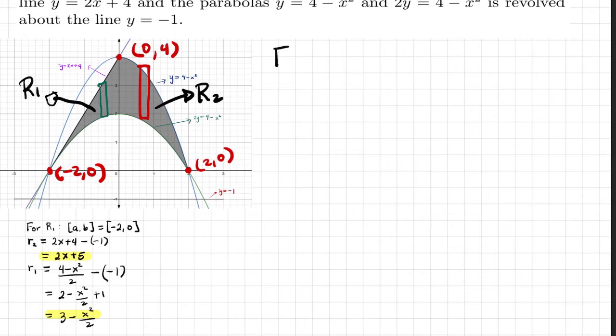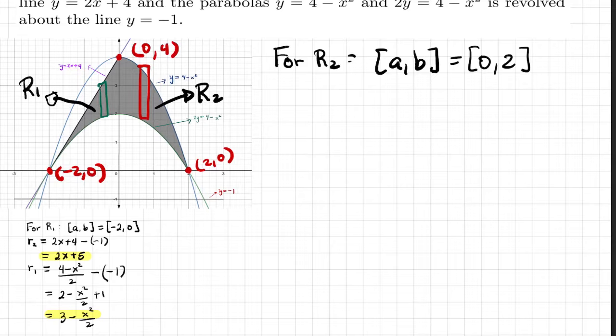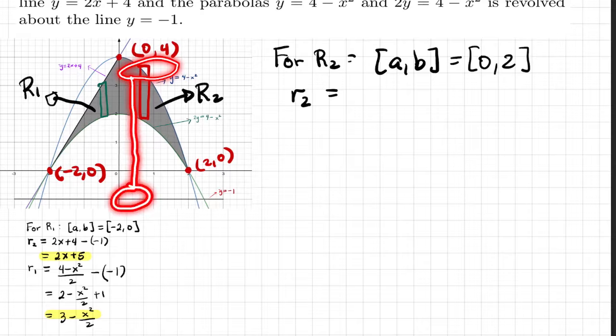Okay, for R2, our interval AB will be from this point to this. Okay, so AB is from 0 up to 2. Again, x coordinates kasi vertical yung rectangles. So ano naman yung R2 for the second region? So that is the distance of the farther tip to the axis of revolution.